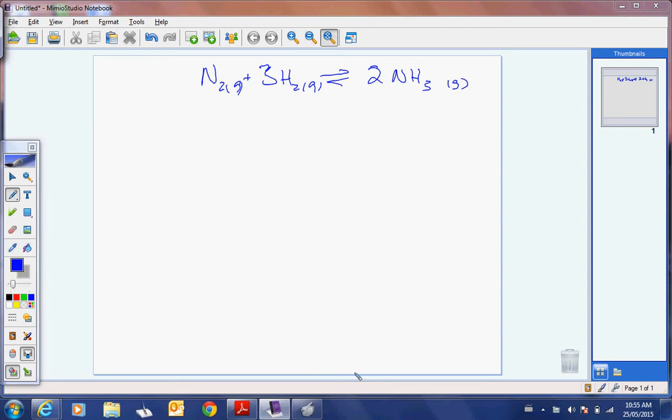I like sticking to this equilibrium because it's really important. We use it every day. So we were talking about making perfume. That was kind of a nice application that tied in with our organic.